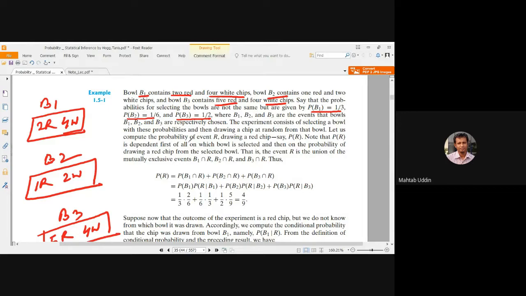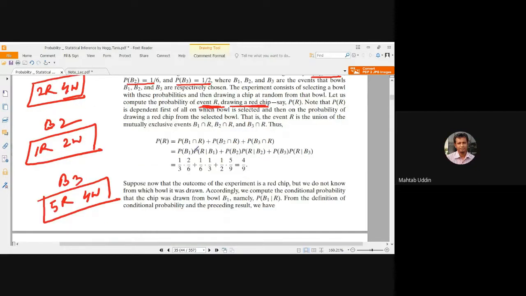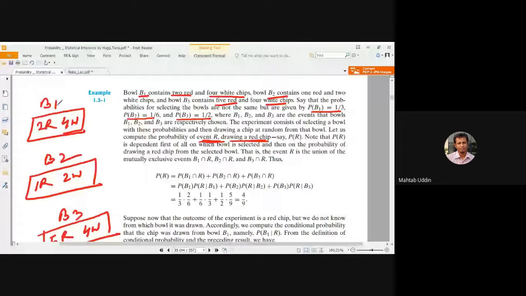Let us compute the probability of event R. R means what? Red chip. Am I right? Yes. Now look at this. You can take red chip from different balls. You can take the first ball. If you take the red chip from the first ball, what is the probability? 2/6.